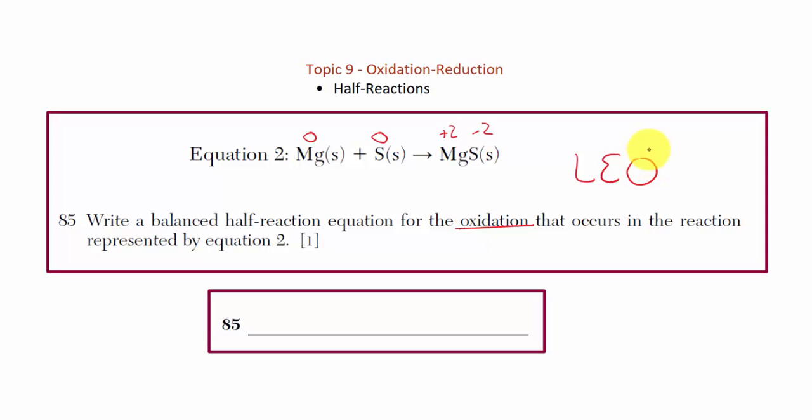So our half reaction has to start with magnesium, and we have to have a magnesium plus 2 on the other side, and we're going to be losing 2 electrons, so we have to put our electrons into the equation as well. This is the best answer you can write, and there may be other ways to represent that, but this is the way we're going to show it.